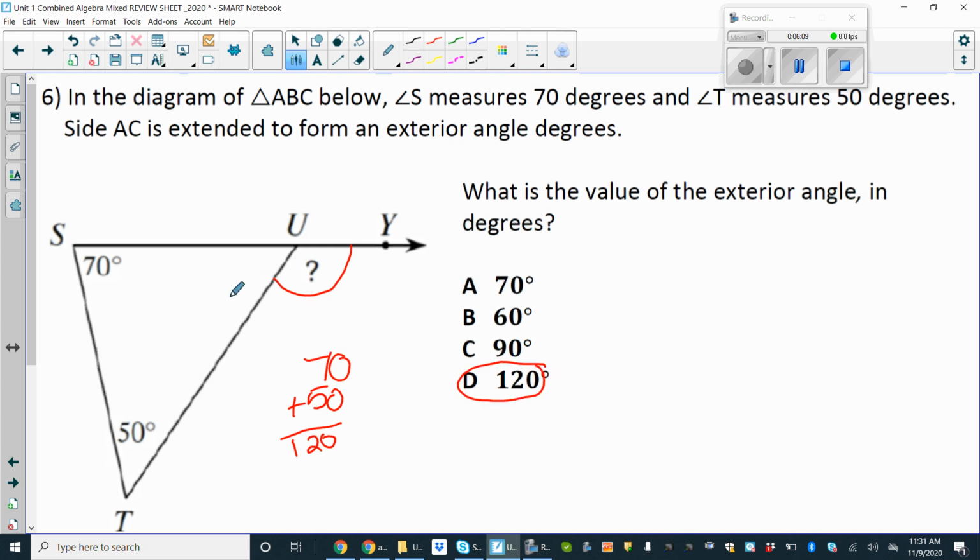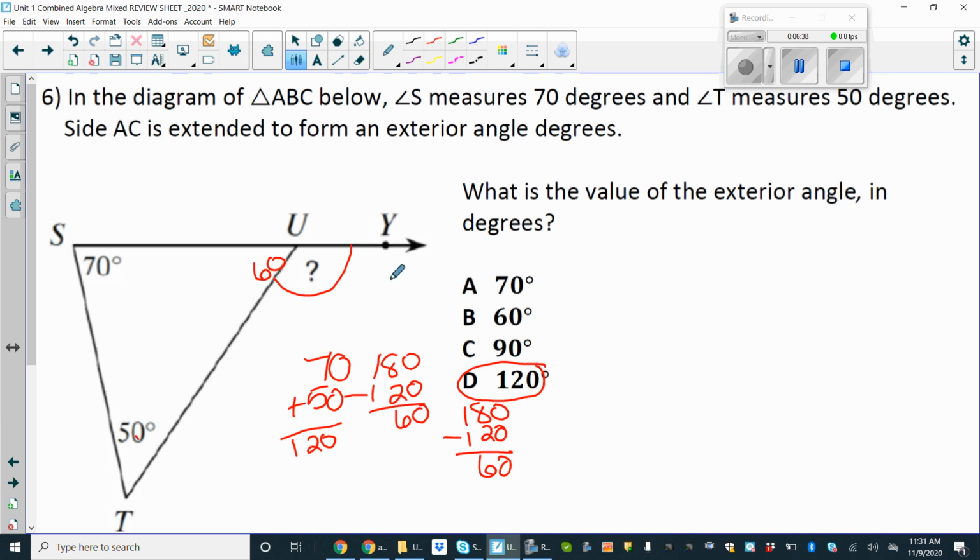The other way you could do it is solve for the third missing angle in the triangle. So you would have to add them, which we just did here. You could subtract it from 180. 180 minus 120 is 60. And then you know that 60 and this exterior angle equal 180 degrees.